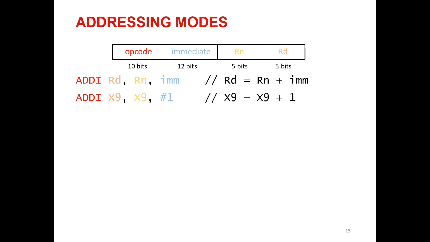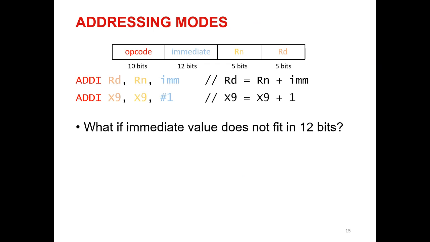For instance, see this example. You already know the ADDI instruction, which adds an immediate value to a register. If we want to add 1, that's okay. I have 12 bits, so I can represent 1 in 12 bits. But what happens if the immediate value I want to use does not fit in those 12 bits?